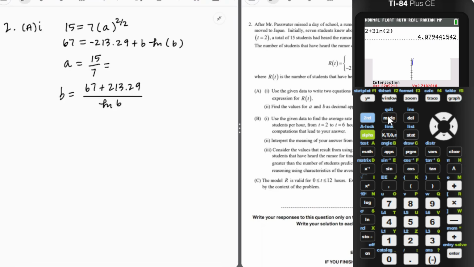Okay, so 15 divided by 7. That's the easy one, 2.143. And then this one, let's bring out the fraction bar. We want to be careful there. 67 plus 213.29 divided by the natural log of 6. That's 156.433.